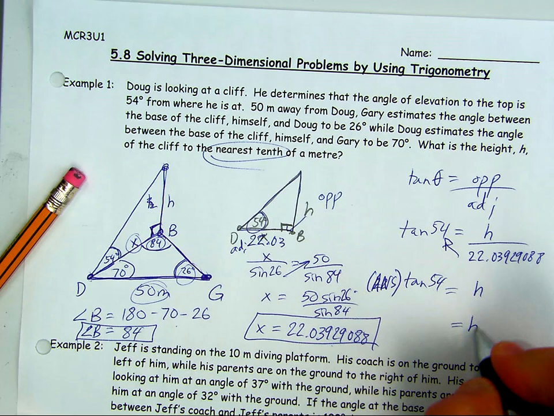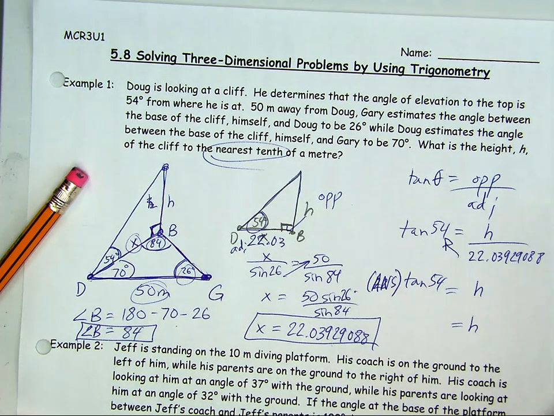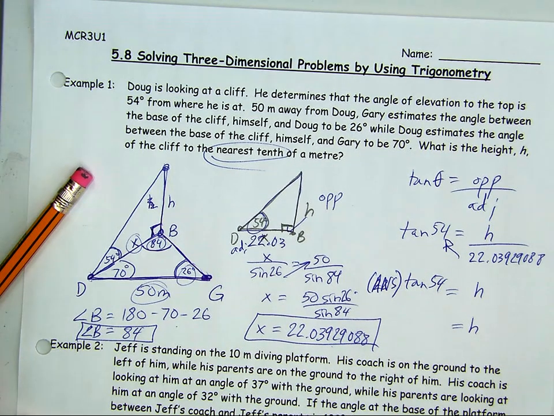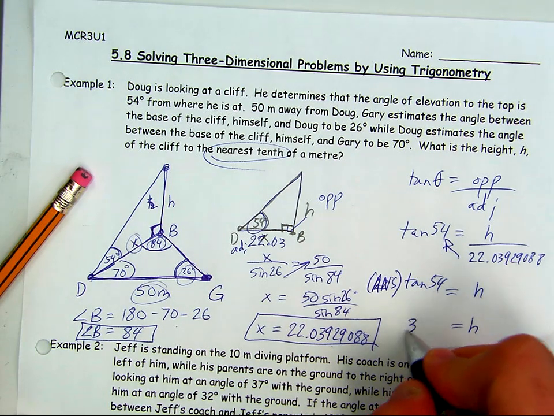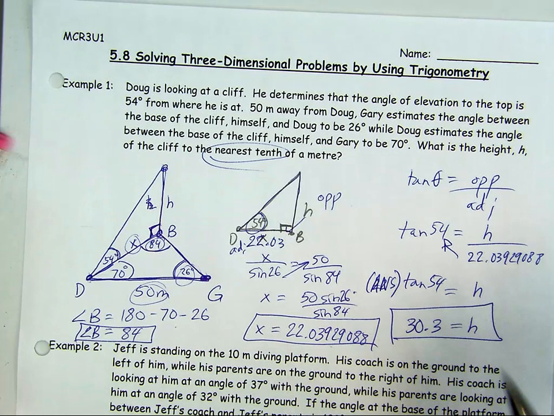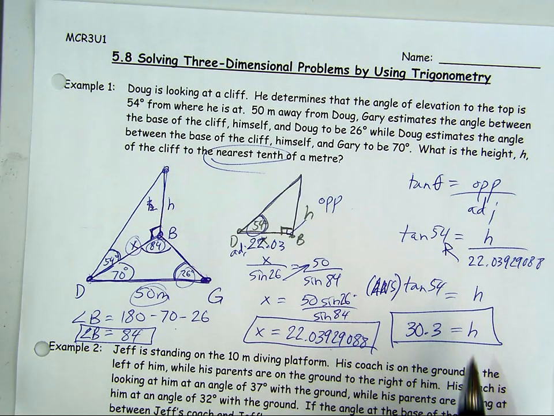You already have this answer in your calculator, so I didn't erase it, and I'm going to multiply it by the tan of 54, and I'm going to get 30.3 when I round it to the nearest tenth. So remember to always round to the nearest tenth at the very end, never during the problem.